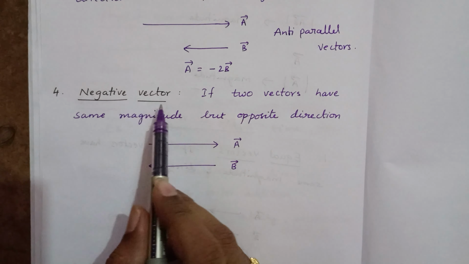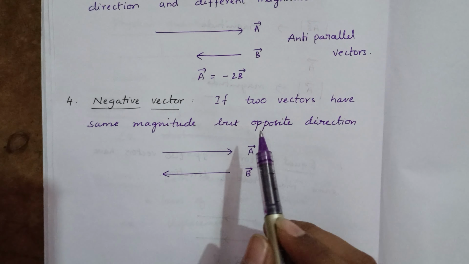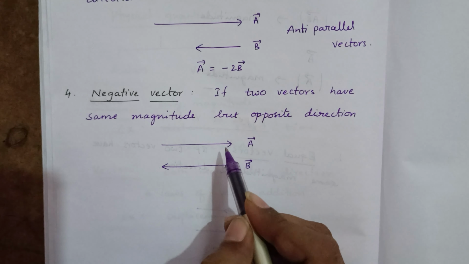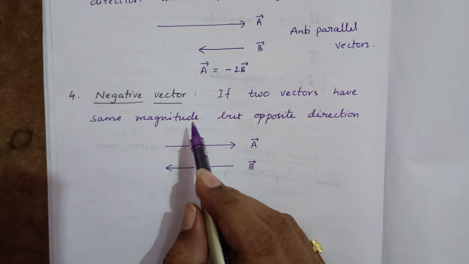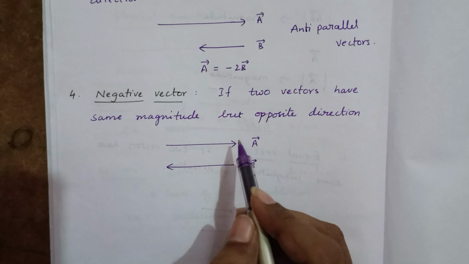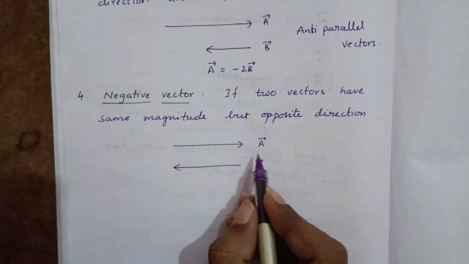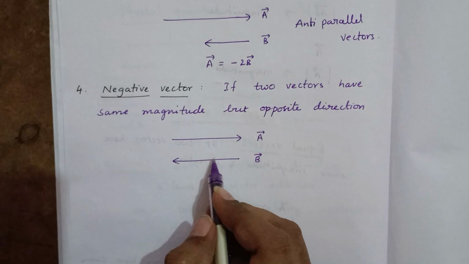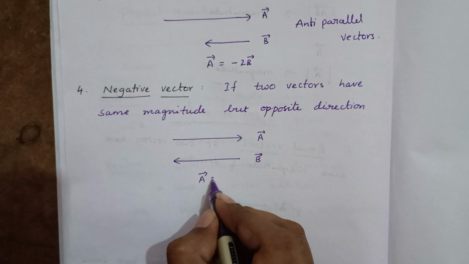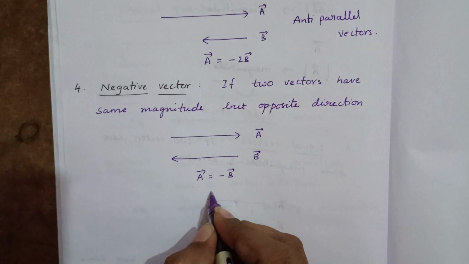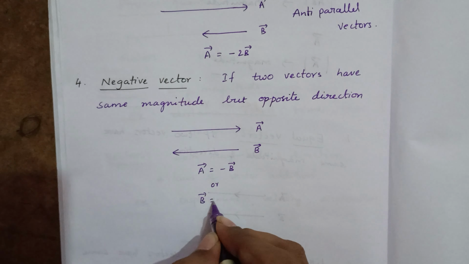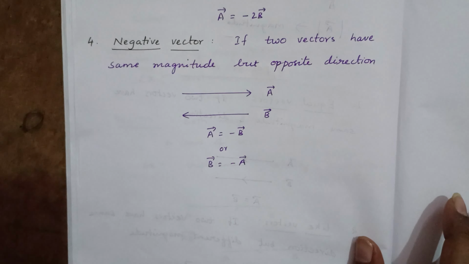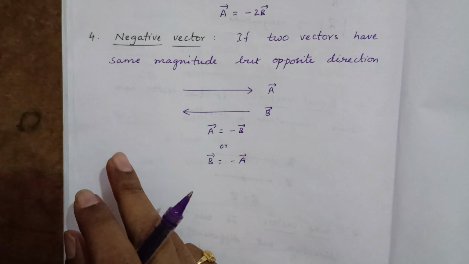Now next one, negative vector. Name itself it is showing negative. Two vectors have the same magnitude but opposite direction. A bar vector is going like this, B bar vector is going in the opposite direction. So they have the same magnitude. A bar is equal to minus B bar, or B bar is equal to minus A bar. One is taken as plus, then the opposite one is minus. This is a negative vector.